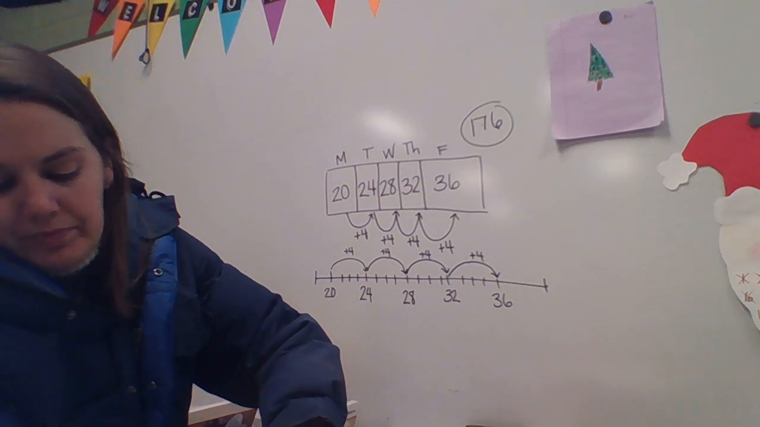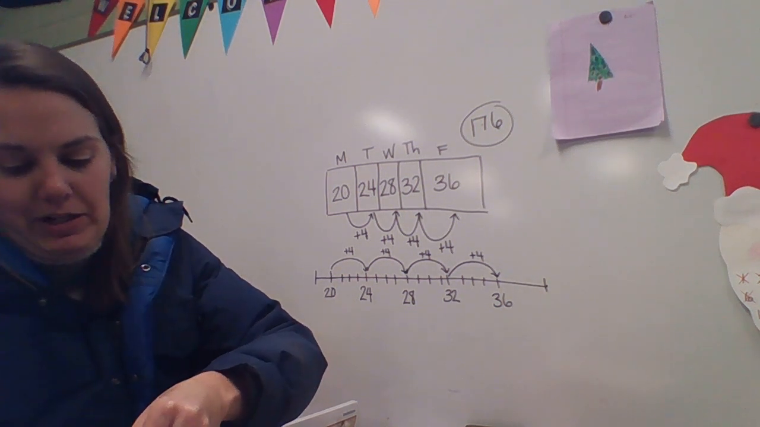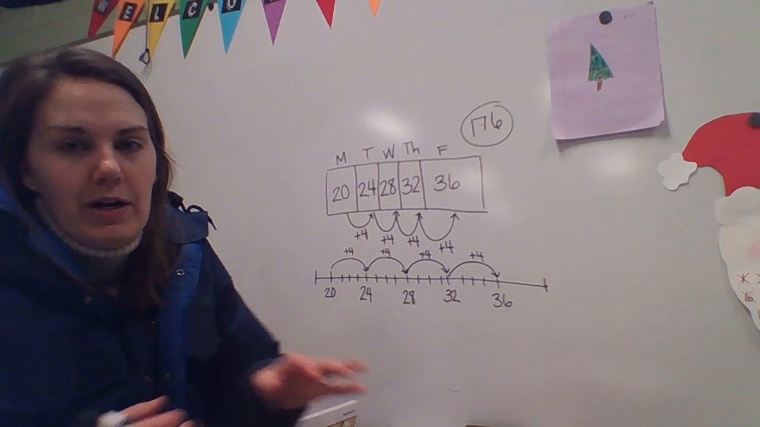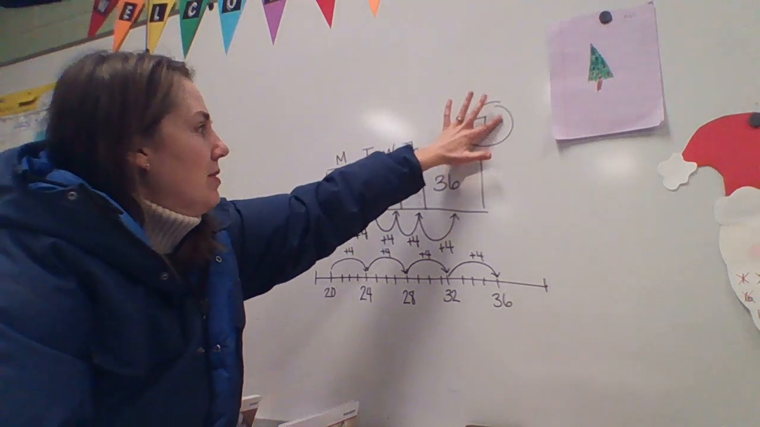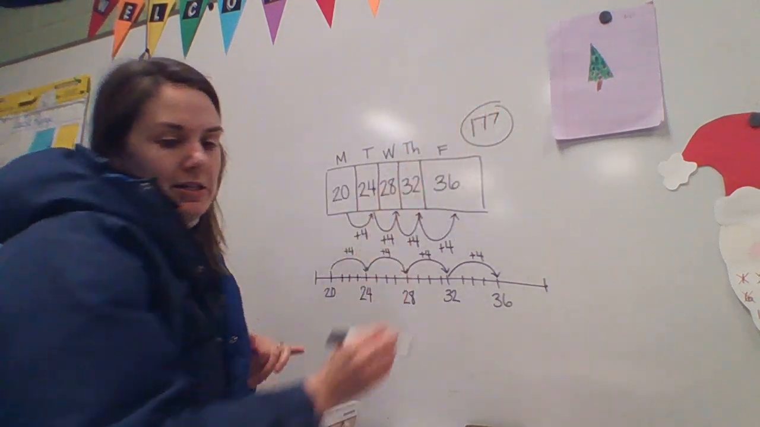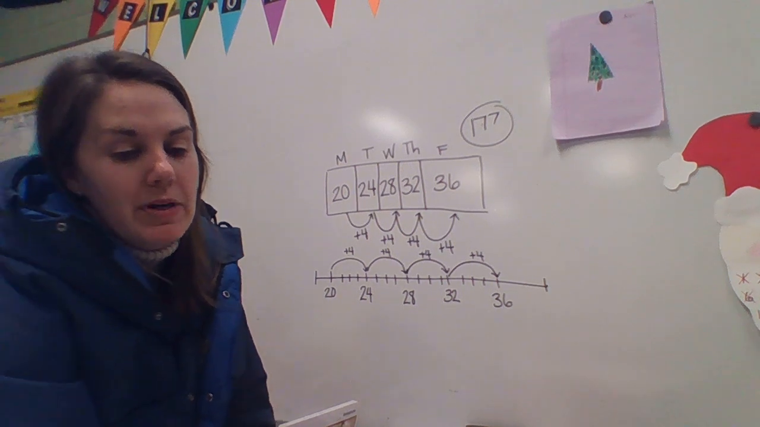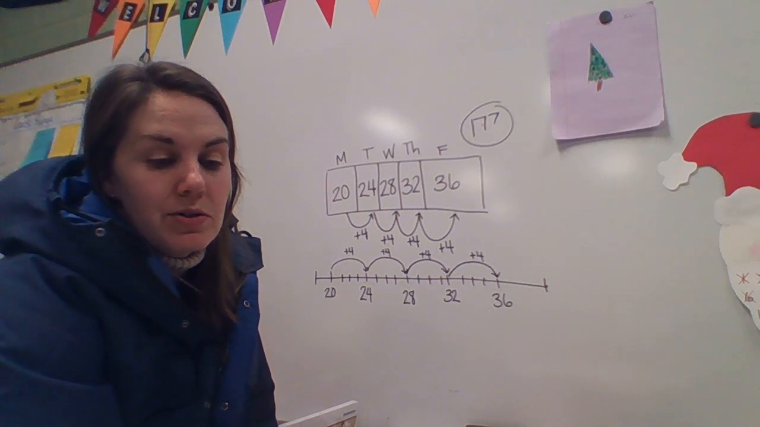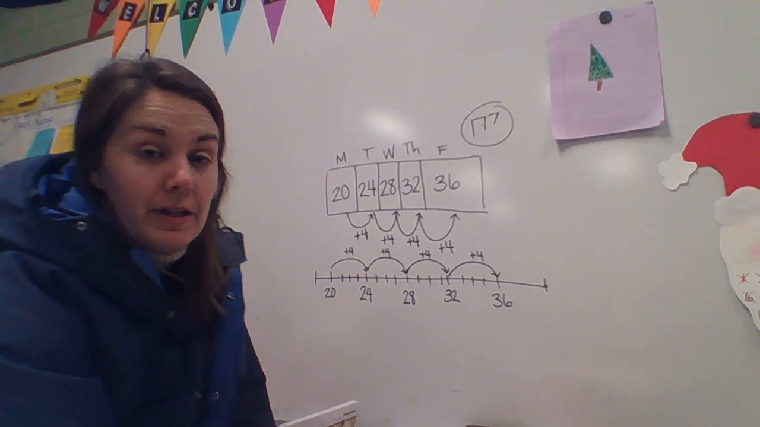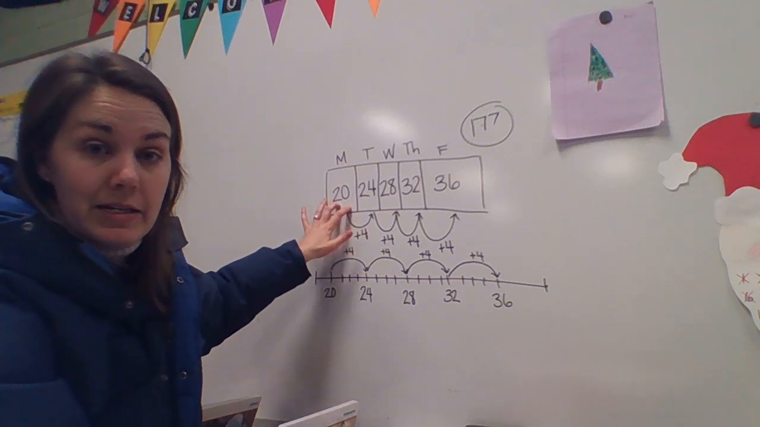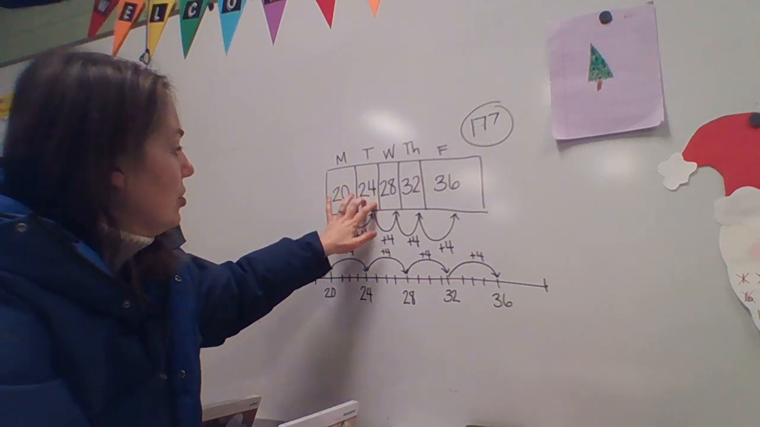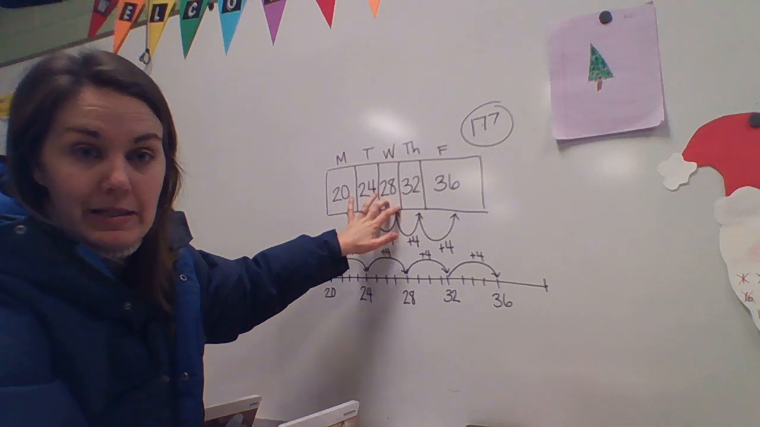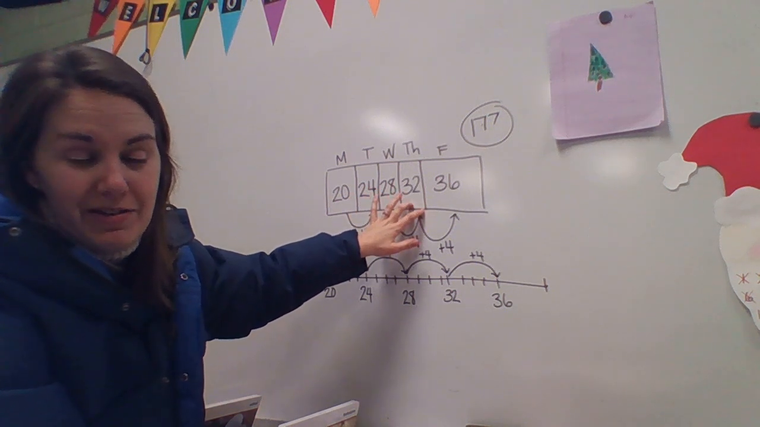So let's go ahead and answer some of the questions on page 177. So turning just to the next page. Number 1 says, how many laps does Orlando swim each day? And you can go ahead and fill in from the chart. On Monday, he swims 20 laps. Tuesday, 24. Wednesday, 28. Thursday, 32.